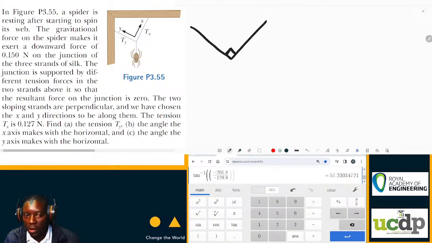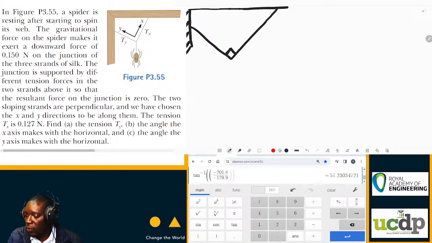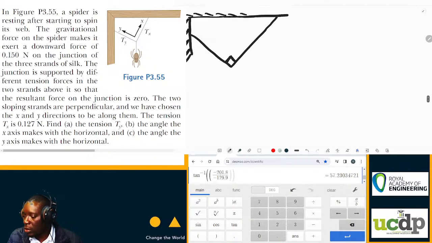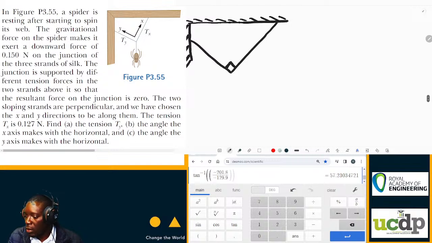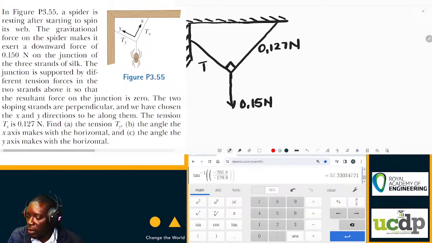90 degrees like that. Good. Then this one continues to the end. Then we have the points of contact, like the walls. Then we have a downward force, which was given as 0.15 newtons. Then Tx is given as 0.127 newtons. We need to find Ty.